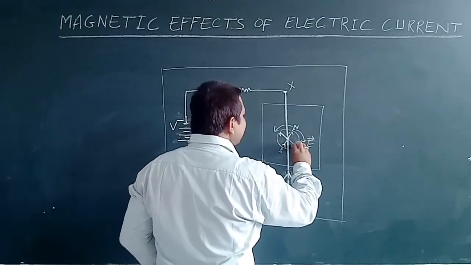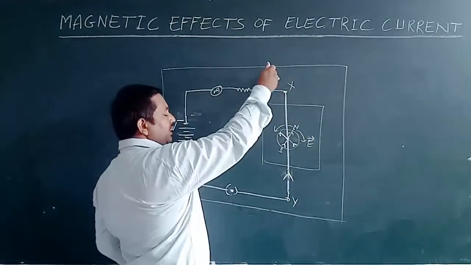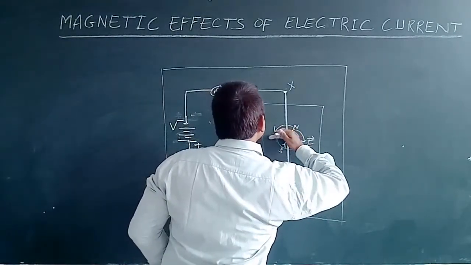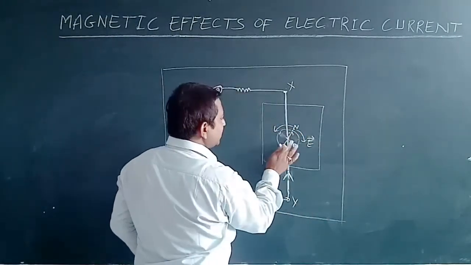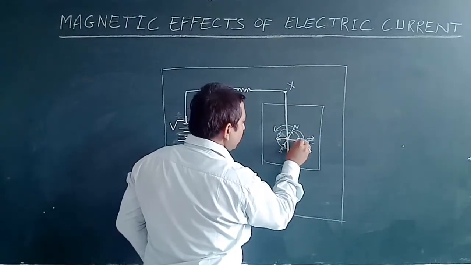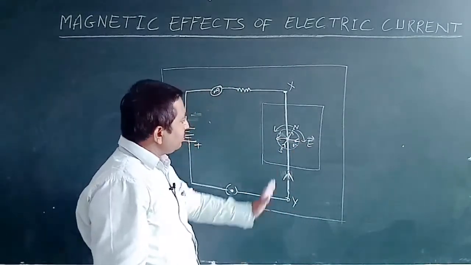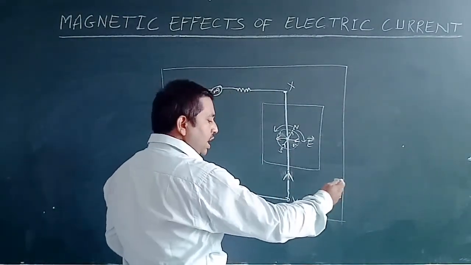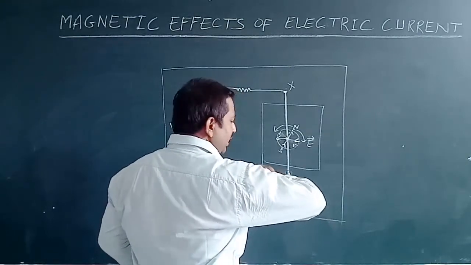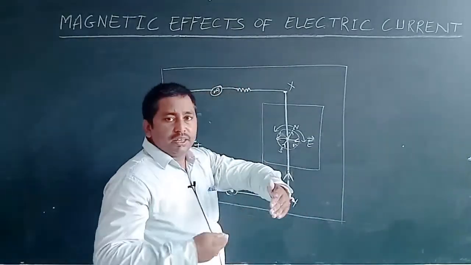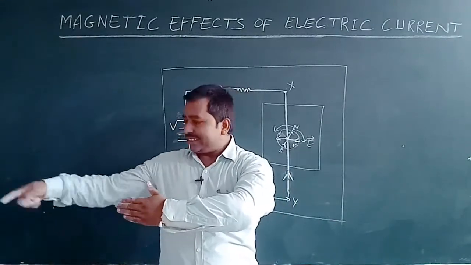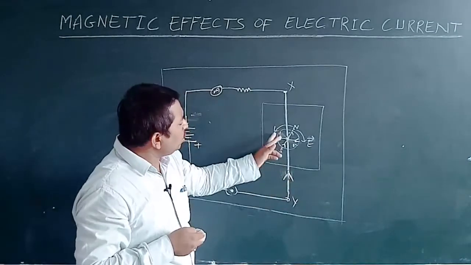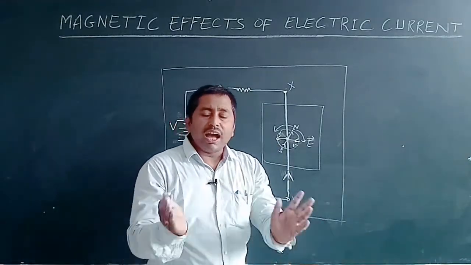If we continuously increase the current flowing through the conductor, then the magnetic needle moves and becomes positioned just normal to the direction of the current carrying conductor. It means finally it will move and set its position like this, just normal to the direction of the current carrying conductor, where the magnetic needle is in this direction and the current carrying conductor is in this. Okay, so this is a particular activity.